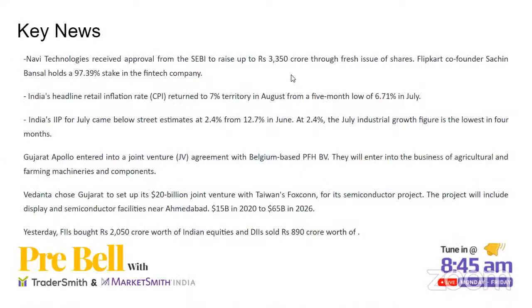Coming to the major news overnight or this morning, Navi Technologies, a fintech company which mostly gives app-based loans and was founded by Flipkart co-founder Sachin Bansal, has approached SEBI for an IPO, and SEBI has given approval to raise up to 3,350 crores through a fresh issue. Here we don't have any offer for sale, so the whole IPO will be a fresh issue, and the company is hoping to raise nearly 3,300 crores, which will be used for capital expenditure plans to expand the business going forward.